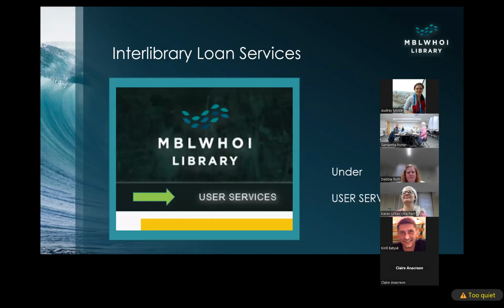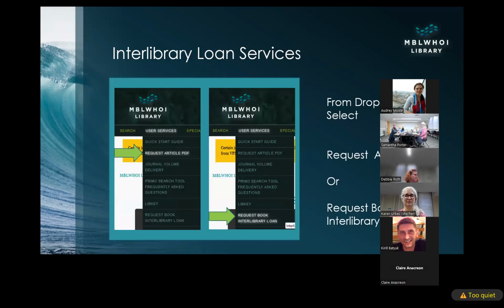Thank you. This is just a close-up of where to start. Under user services, you'll find a drop-down menu. And so from there, either select request article PDF or request book interlibrary loan.